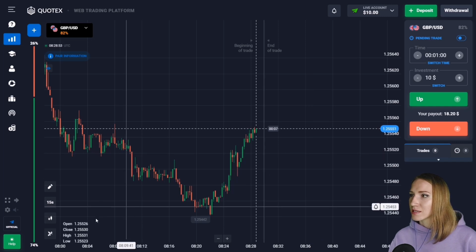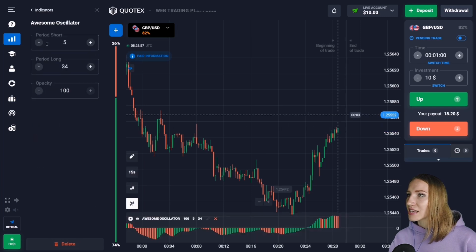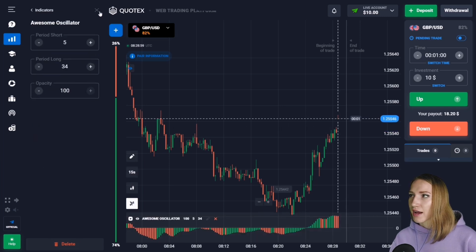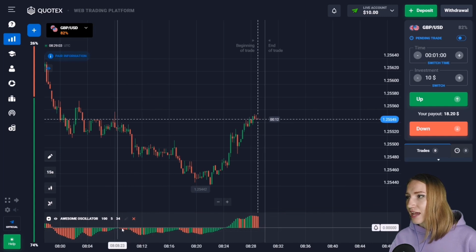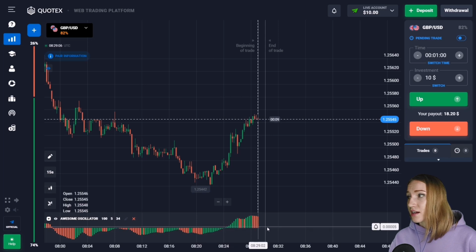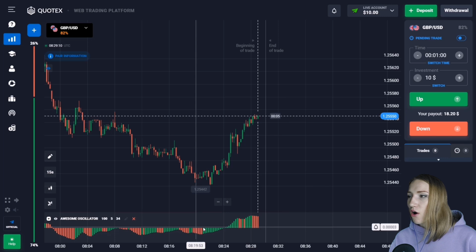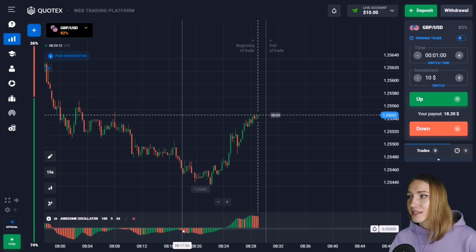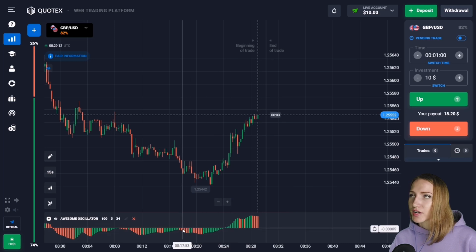So first of all, let's switch this on. Click this button and choose the Awesome Oscillator. All the settings are default, we don't need to change anything, and thus you can see the display of this indicator. This is the horizontal line with a 0 mark and there are bars of green and red colors. This histogram will tell us what volumes will be rising, for an increase or for a decrease.